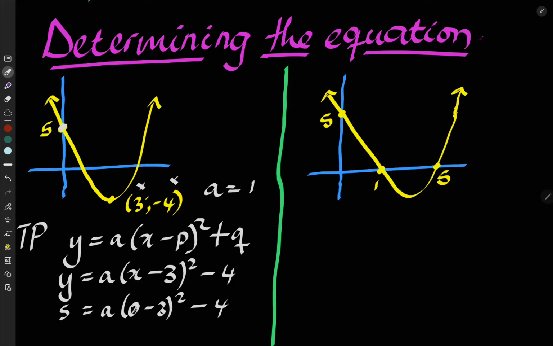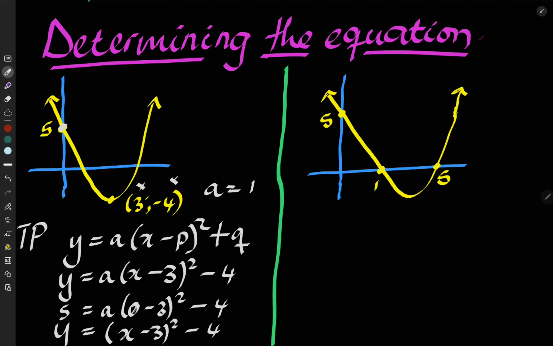So then you can write down your final equation. y is equal to a, which is 1, bracket x minus 3 squared minus 4. And there you have your equation. Usually these things have got like 3-4 marks, a lot of marks for easy things. So make sure you master this.